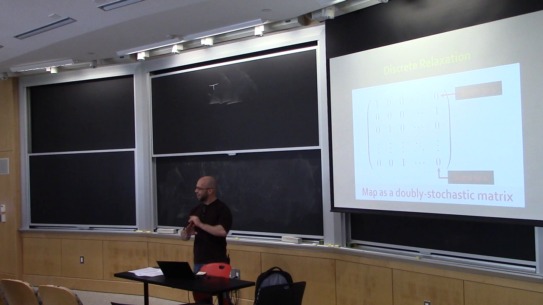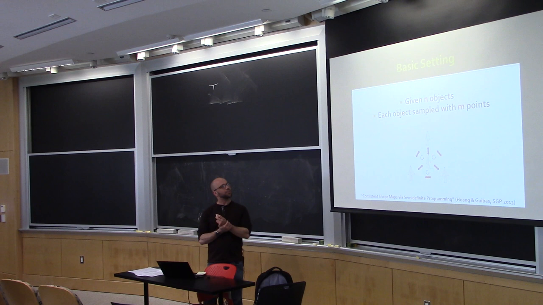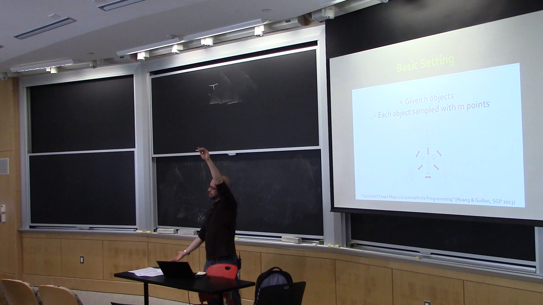So the basic setup is we have n different shapes, each of which has m points. So I can make this giant matrix, which is nm by nm, which contains all of the maps of everything onto everything else. And like we talked about last time, the diagonal of that matrix is roughly a bunch of identities, which makes sense, because those are the self-maps. And that map has some low-rank structure.